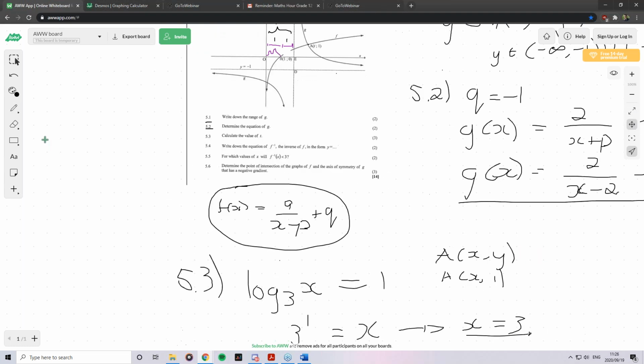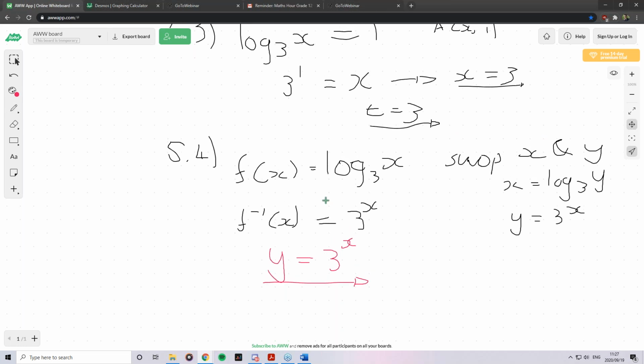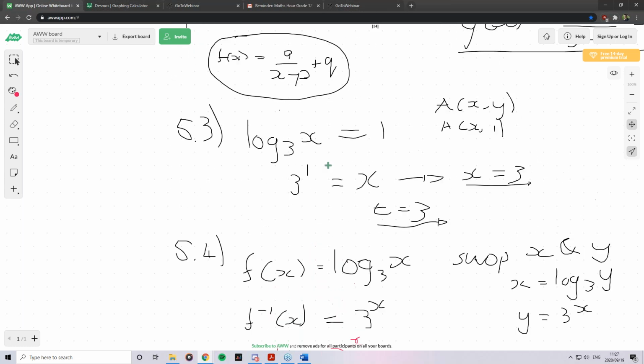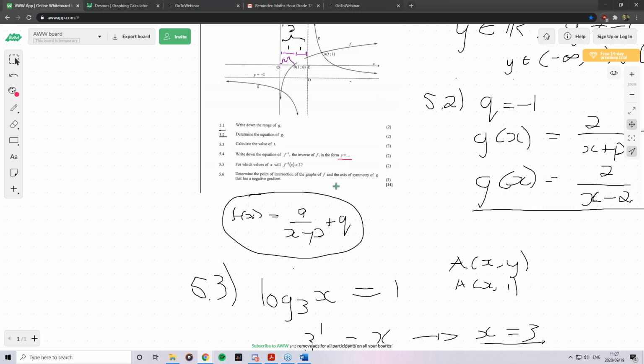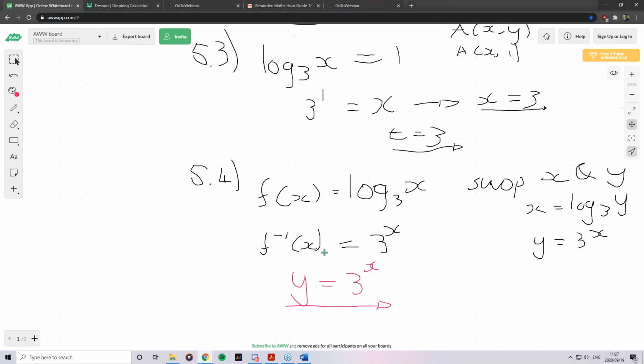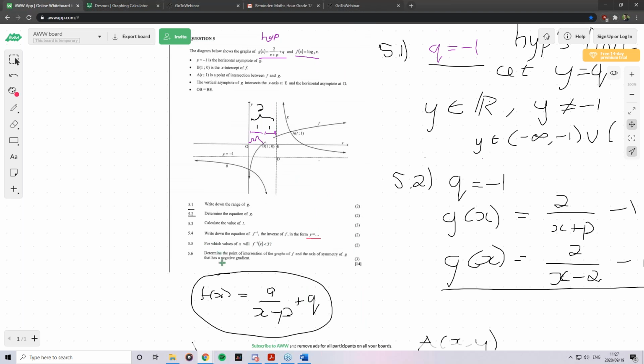But now they are specifically asking for it in the form y is equal to. So leaving it like this is not good. We need to specifically write y is equal to 3 to the power of x. Something that can help you with not losing marks like this is, once you think you've solved the question, go back to it, read it, and say, have I written down the equation of the inverse in the form y is equal to? That's how you can check. Now, I'll give you a bit of time to do 5.5 and 5.6 as well.